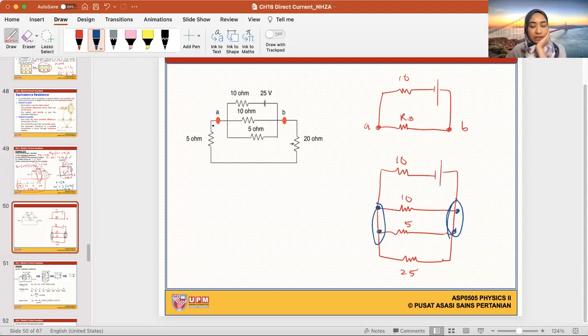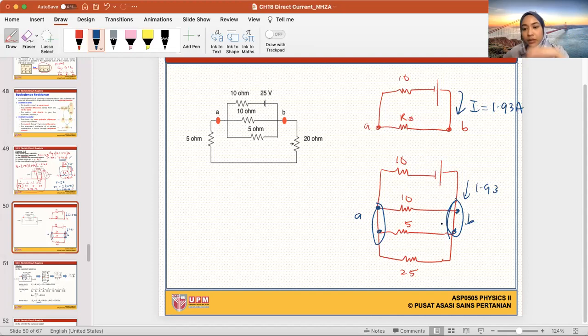So how do I know what is the current flowing through the 25 ohm? Previously I know the I flowing through R equivalent, which was 1.93 ampere, right? So through RB the current flowing is 1.93. The current flowing through the 10 ohm is also 1.93. So if 1.93 flows from B to A, this is B and this is A, which means that it will split into these three guys over here.